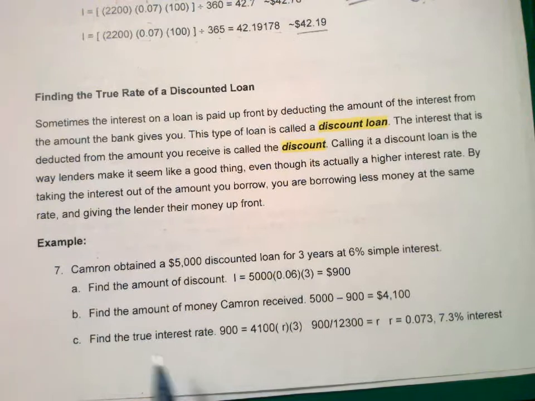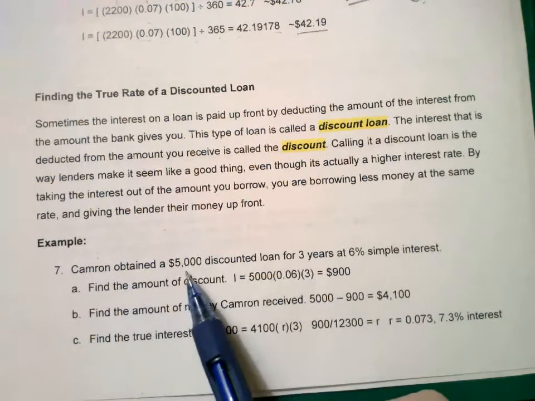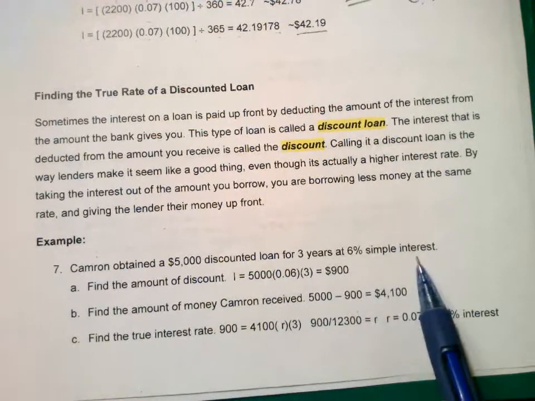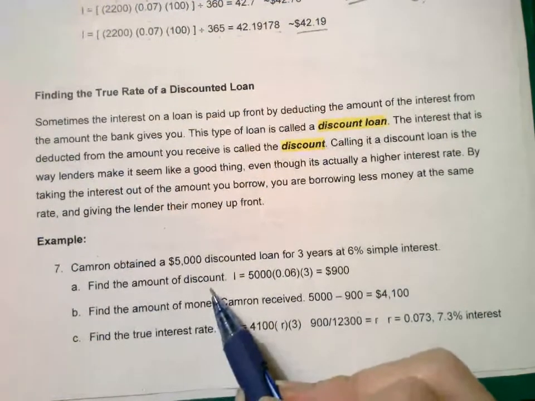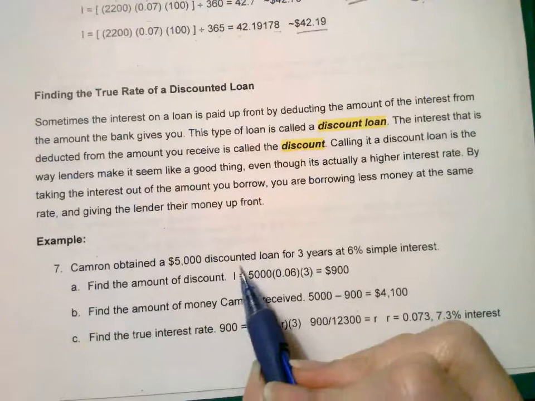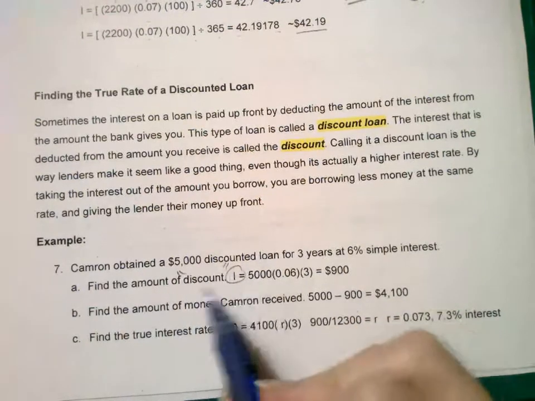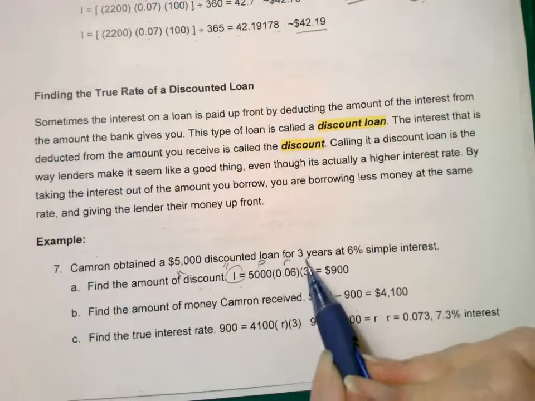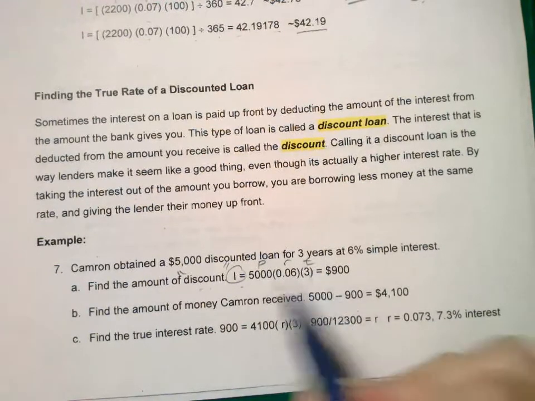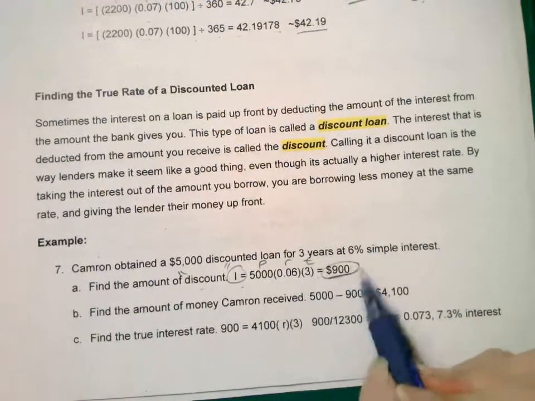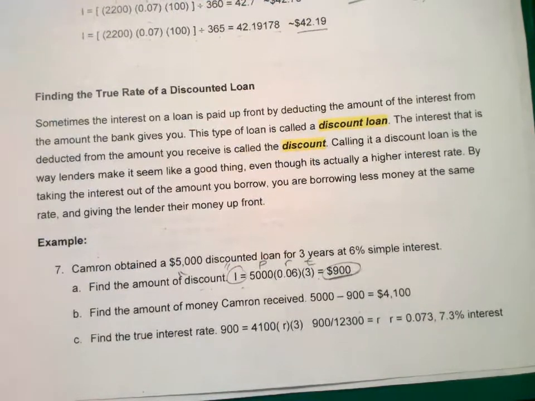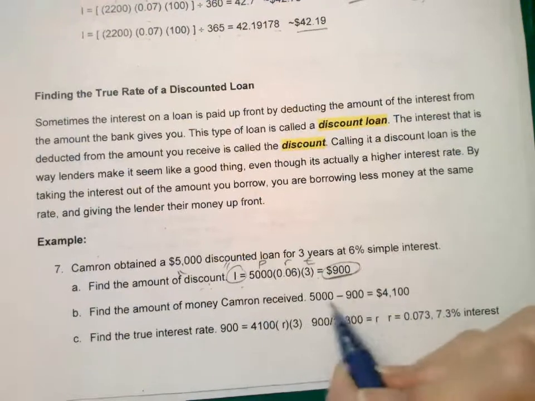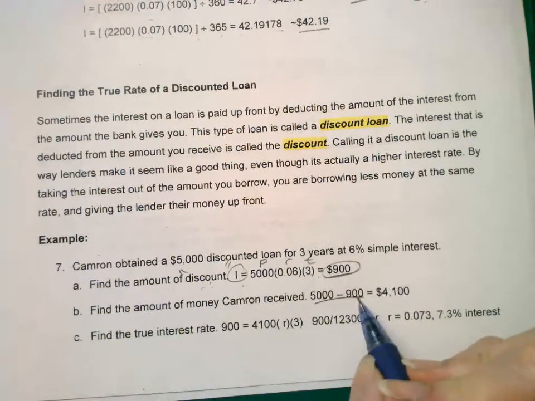Okay. So for example, Cameron obtained a $5,000 discounted loan for 3 years at 6% simple interest. Find the amount of discount. Well, that's code for what's the interest. So principal times rate times time for 3 years. Multiply this together, you get $900. That's the amount of discount or interest. Okay. It's called a discount because it's then deducted from what you're borrowing.